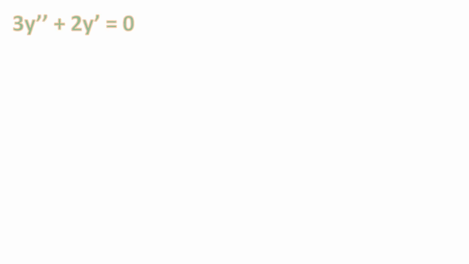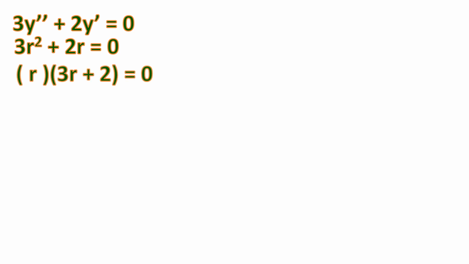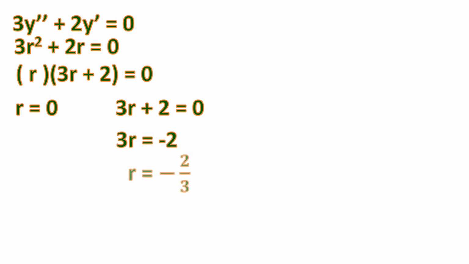Now another one, we have 3y double prime plus 2y prime equals 0. So writing it as the auxiliary equation, it's 3r squared plus 2r equals 0. There's no constant, and this is easy to solve because we can just factor out the r. So it's r times 3r plus 2. And then we equate this. Of course, r is just equal to 0, and 3r plus 2 equals 0. Solve for r, it will be r equals negative 2/3. So our roots are 0 and negative 2/3.